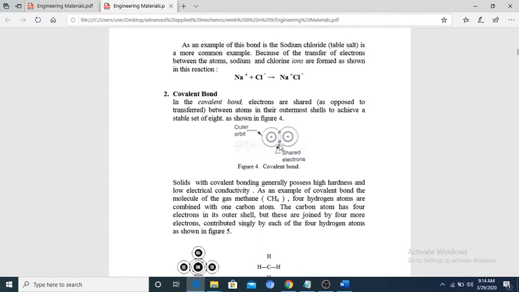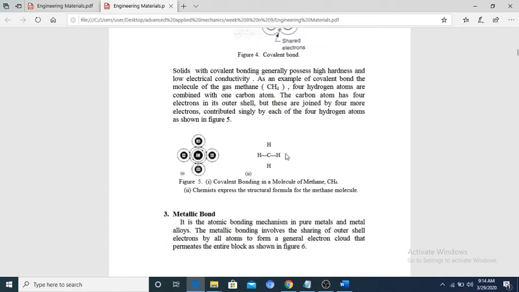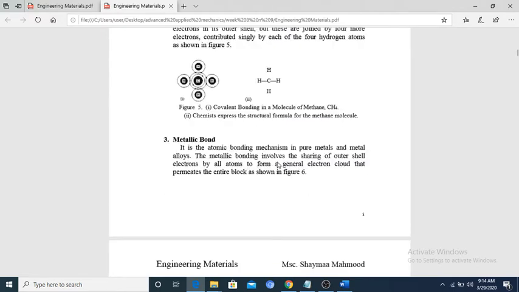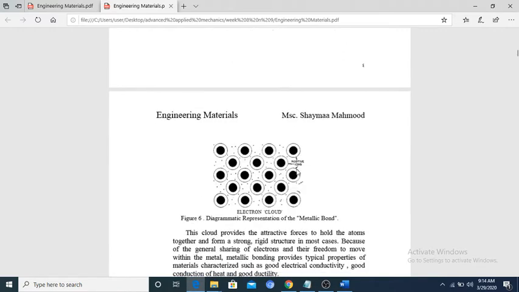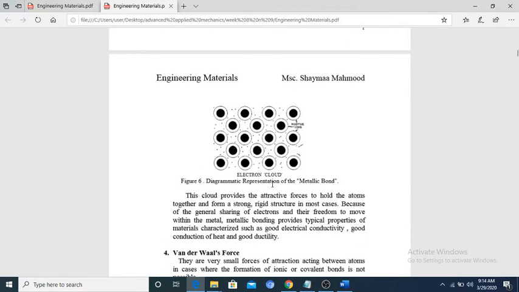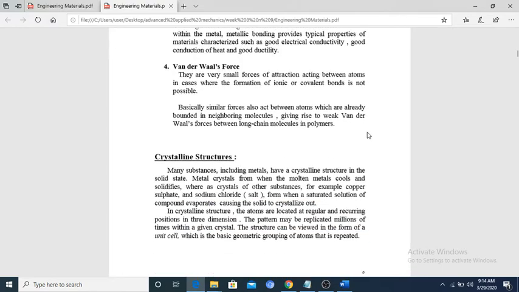This is a covalent bond, for example the covalent bond in a molecule of methane, CH4. And a chemist expresses the structure formula of the molecule. Alright, so for the metallic bond, we have a positive ion. And then the dynamic representation of the metallic bond. This is the representation of the metallic bond. And then finally we have the van der Waals force.